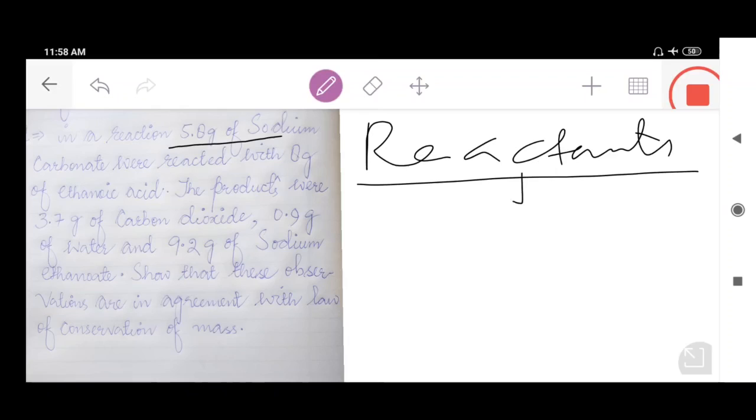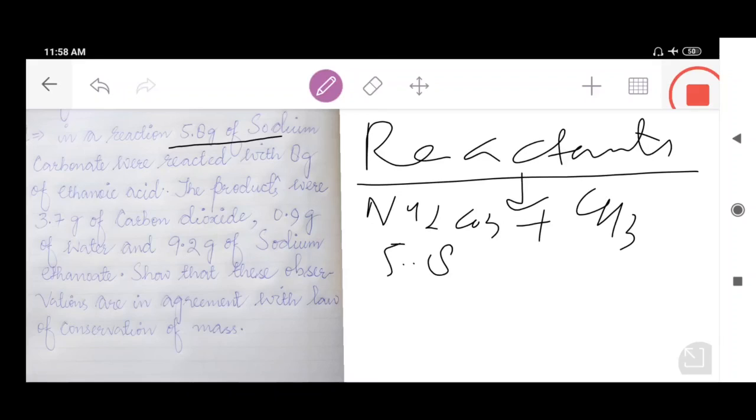So in a reaction, firstly we will jot down the reactants. I told you people in the previous lectures that these reactants are the starting material. In a reaction, 5.8 grams of sodium carbonate, Na2CO3, reacts with 8 grams of ethanoic acid. I told you the formula of ethanoic acid is CH3COOH. It says 8 grams.